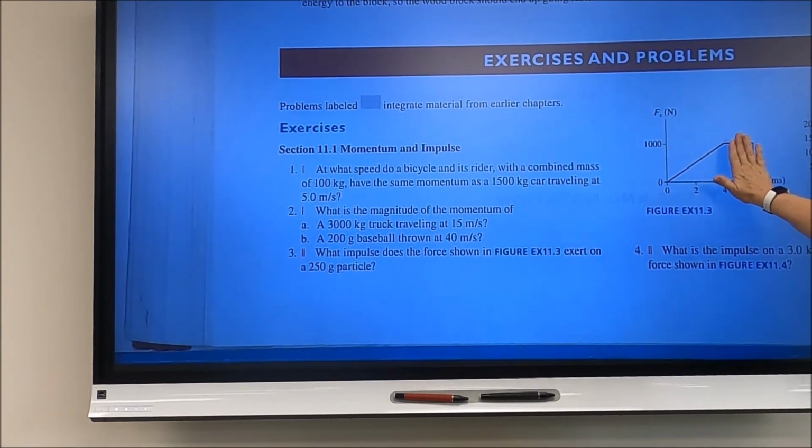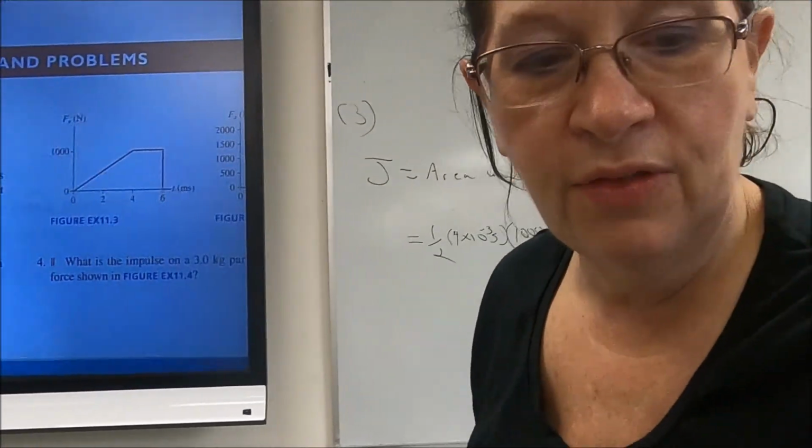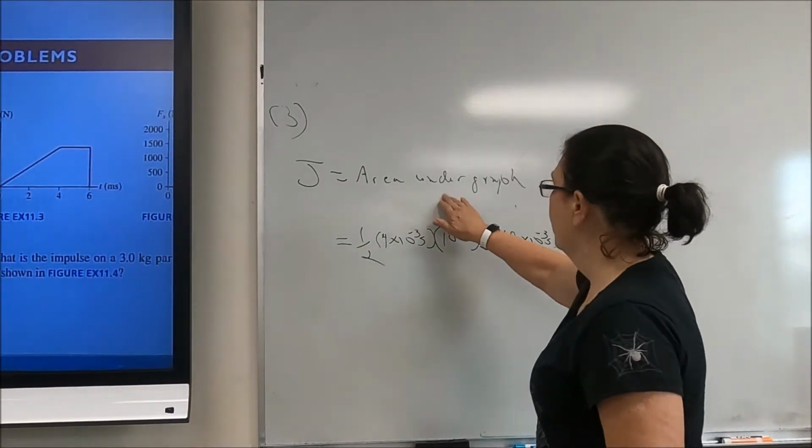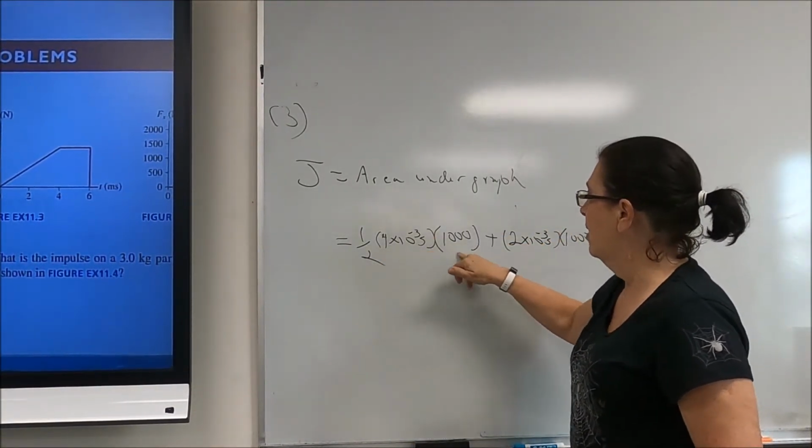So I can get the area under there as 1/2 the base times the height. So I'm going to have 1/2 times the base, which is 4 milliseconds. So that's 4 times 10 to the minus 3 seconds. And the height is 1,000 newtons. Okay? And then I'm going to add to that the area of the rectangle, which is 2 times 10 to the minus 3 seconds times 1,000 newtons. Okay, guys? So I've started writing this out. So go for the area under the graph, 1/2 the base times the height.